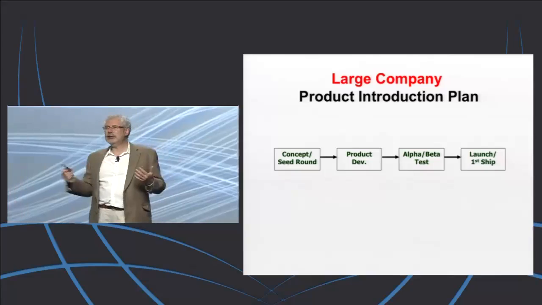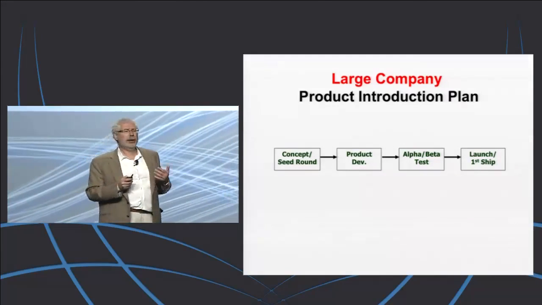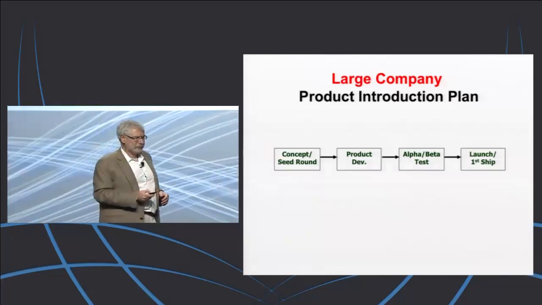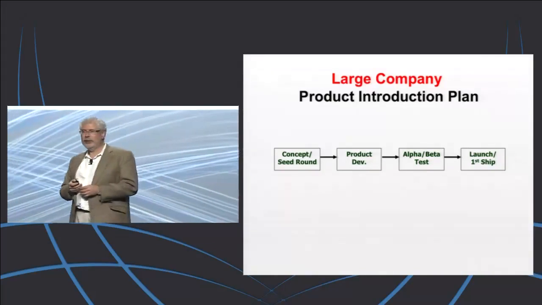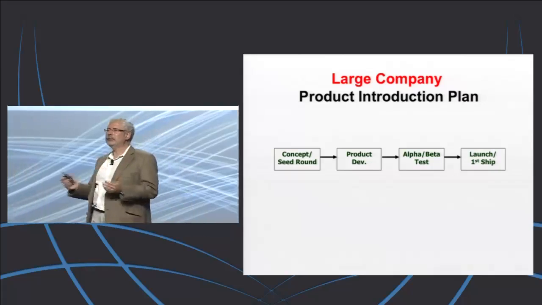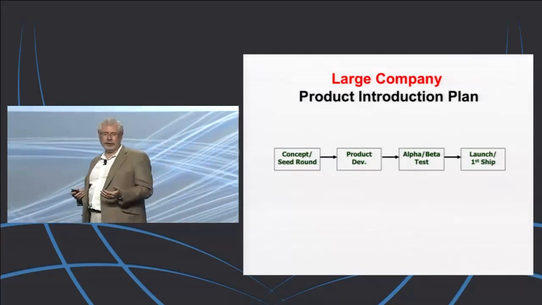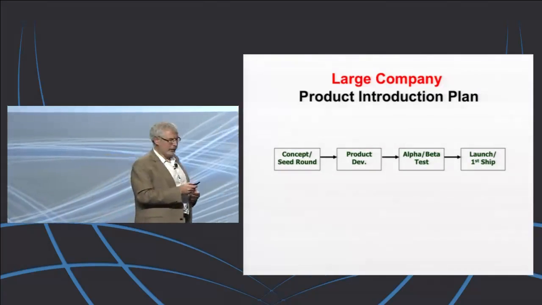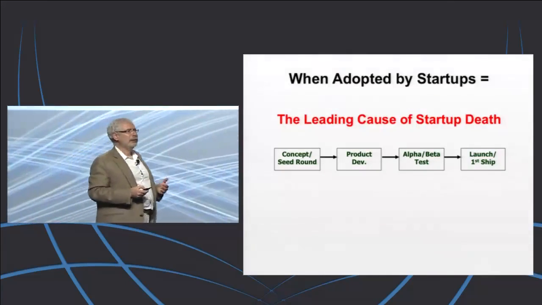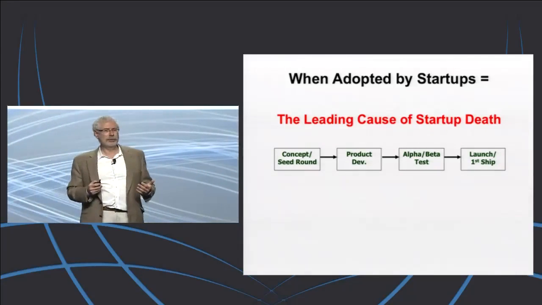By the way, the classic large company business plan on how products are introduced kind of goes like this. At least in Silicon Valley, people were drawing this on a napkin for 50 years. Adopted from large companies. You come up with a concept, you get seed funding, you go into product development, you go to alpha test, beta test, first customer ship. And while you're doing that, you don't realize that you're just executing the leading cause of startup death.